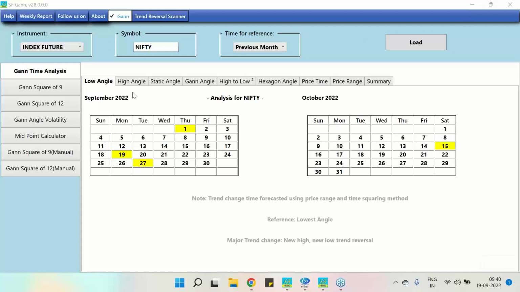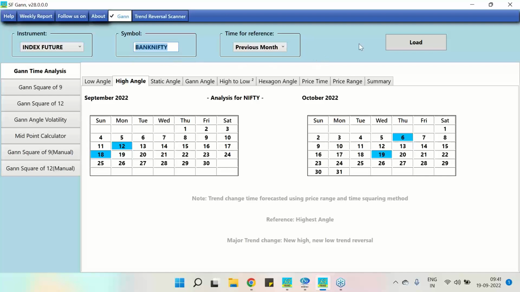Based on high angle we can see the trend reversal date, which is 12th September, and it has not worked well. And yesterday was the trend reversal day, so it falls on a holiday. It may happen today, or it would have happened on the 16th, Friday. Friday it has not happened, so we can go to the Bank Nifty trend reversal dates.